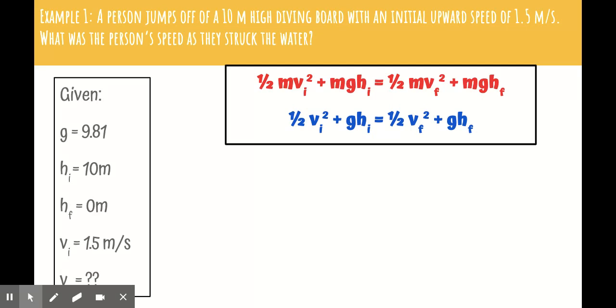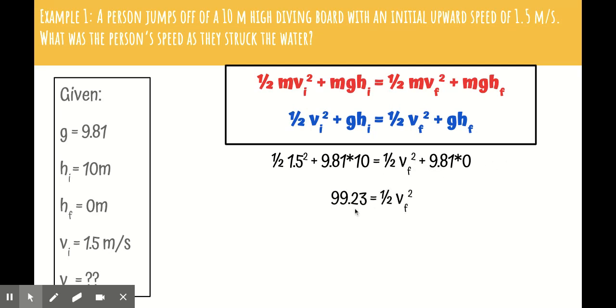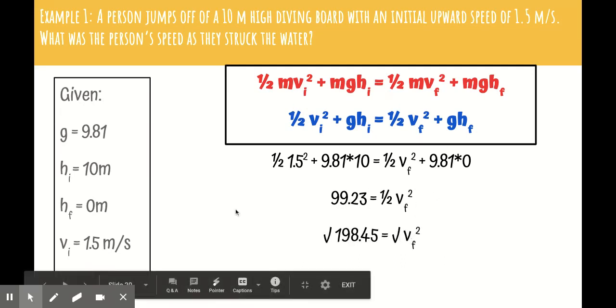So we're going to use our mechanical energy formula. In this case, we don't have mass, we don't need mass, so we're going to remove mass from all parts of the equation, which leaves us with the blue equation here. We're going to start substituting in these values. We have the initial velocity, we sub that in, plus gravity times the initial height, set equal to 1/2 the final velocity squared, plus gravity times the final height. When we simplify, this is what we end up with. You would then need to get the square root of both sides.